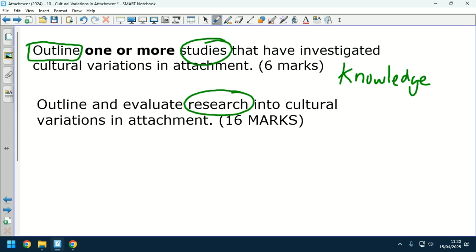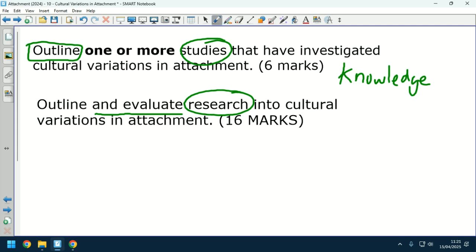In contrast, the other question has this word and evaluation. So therefore, we're going to have to break our ratio between knowledge and evaluation to include a bit more evaluation points. Now, once again, research is the same as that word studies above. We're looking at Van Ijzendoorn. We're looking at perhaps using one or two other studies to also indicate what those cultural variations are.